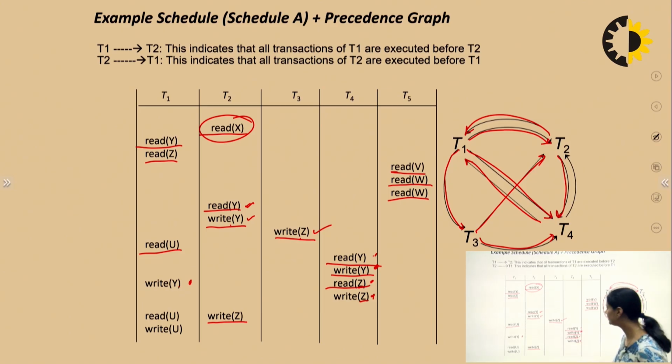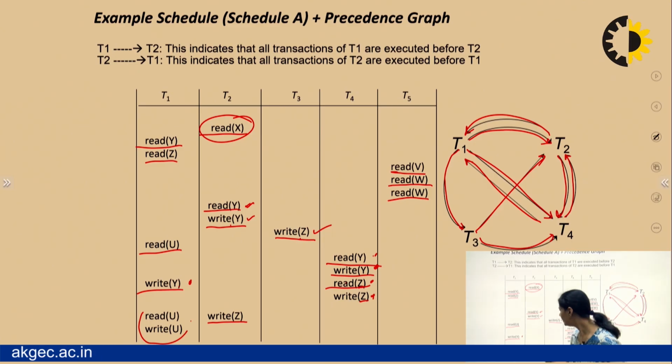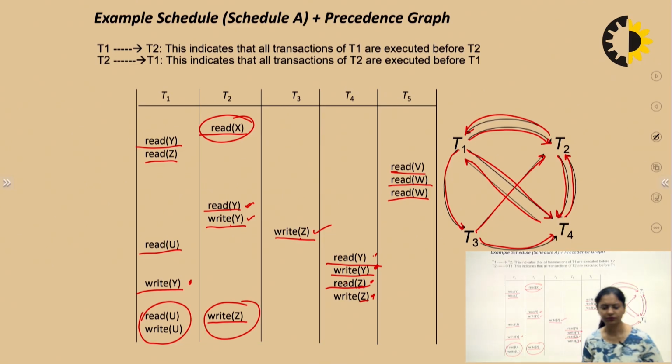Moving to next, read Z. No conflict with T1, but there is a conflict from T4 to T2. So we will draw an edge from T4 to T2. No conflict in T3 and T5. Similarly, we have write Y. Write Y will not conflict over here, nor here, nor anywhere else. Then read U and write U will not conflict anywhere. Similarly, write Z will not conflict over here.